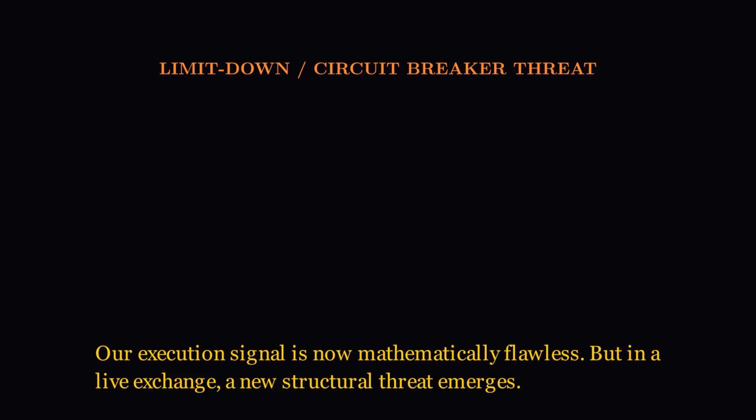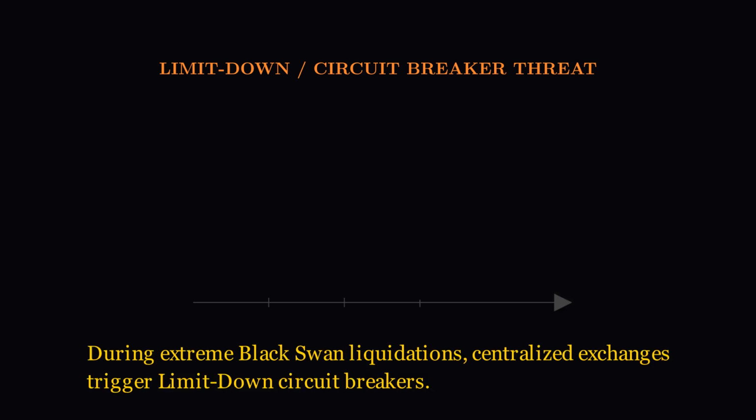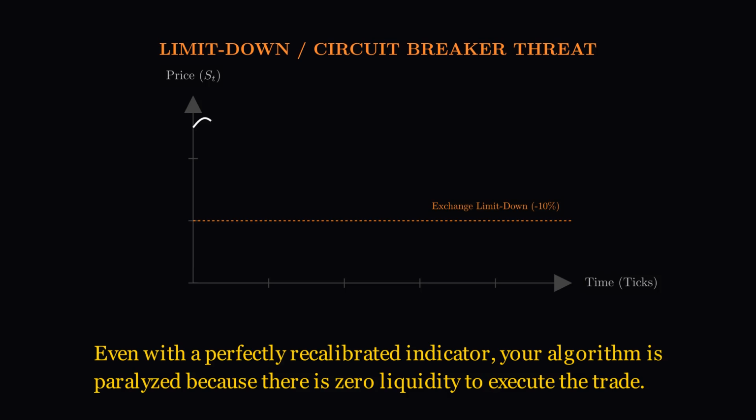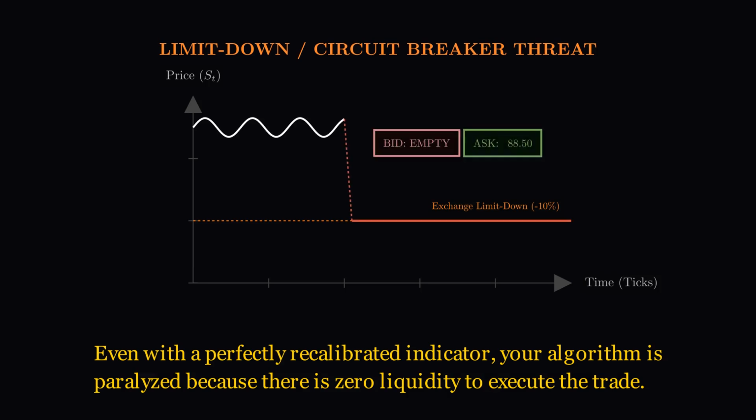But in a live exchange, a new structural threat emerges. During extreme black swan liquidations, centralized exchanges trigger limit down circuit breakers. The market entirely freezes. The bid-ask spread violently diverges as buyers completely vanish. Even with a perfectly recalibrated indicator, your algorithm is paralyzed because there is zero liquidity to execute the trade.